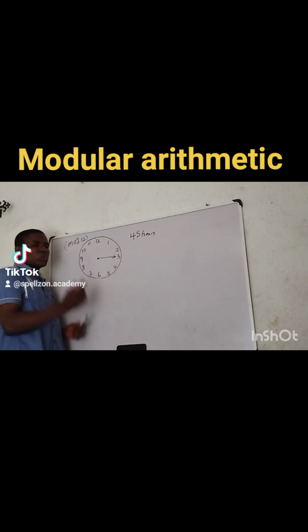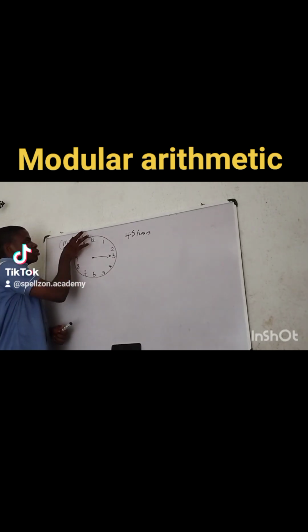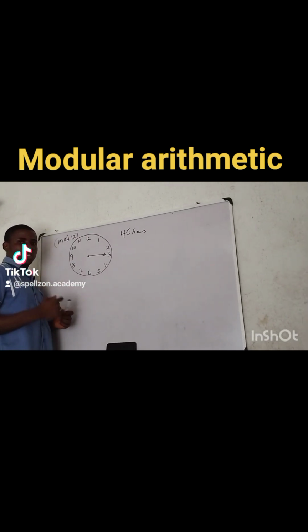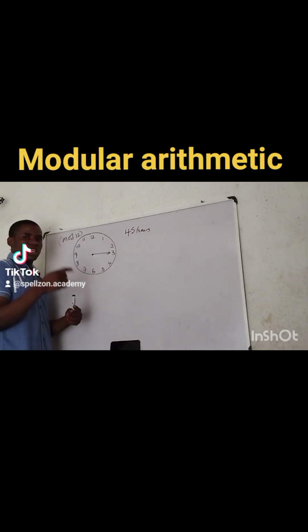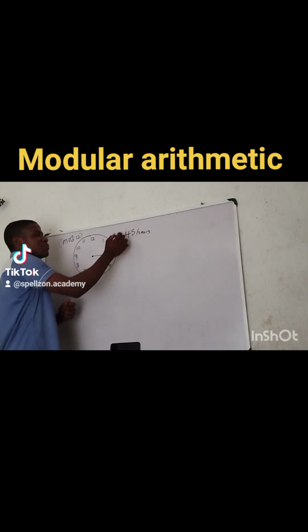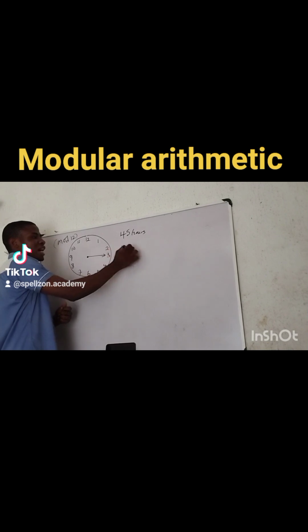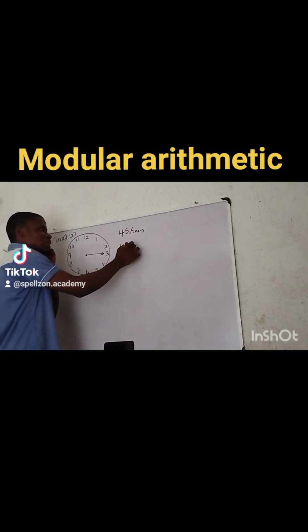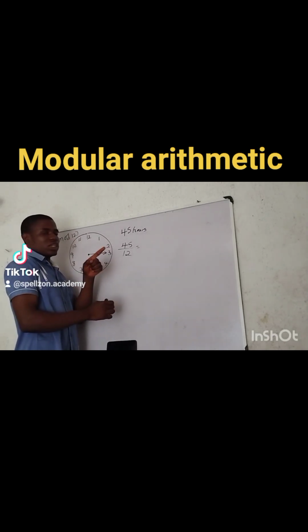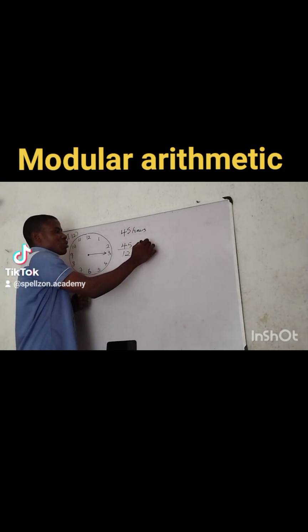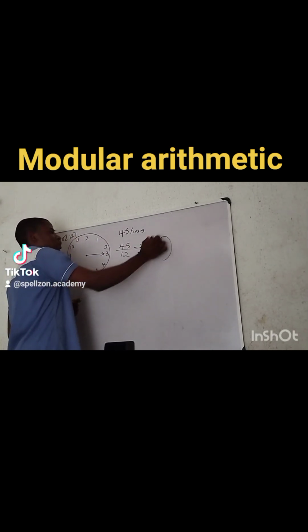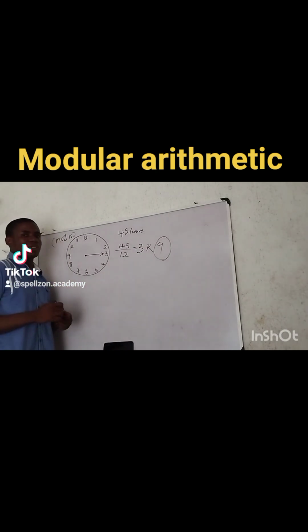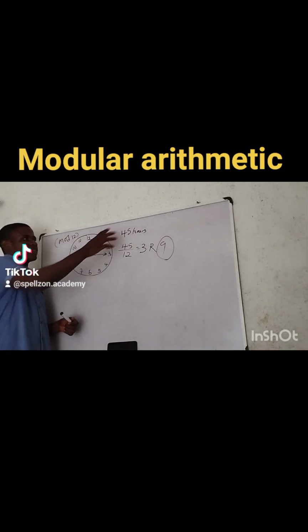Now, how do I do that faster? Since it's working in mod 12, when it gets to the 12th value it rotates again and starts from the beginning. I'll simply divide the 45 I was asked about by the mod 12. So 45 divided by 12: 12 times 3 is 36, that's 3 remainder 9. Remember, what I said is arithmetic of remainders, so I'll take the 9 to get the time after 45 hours.